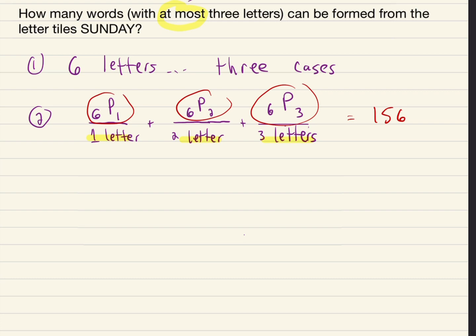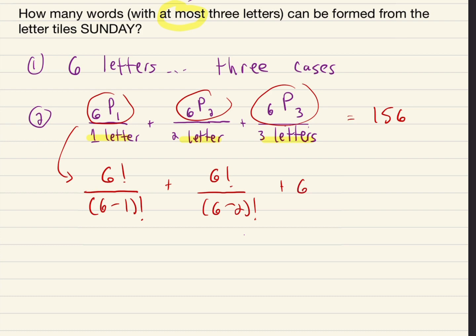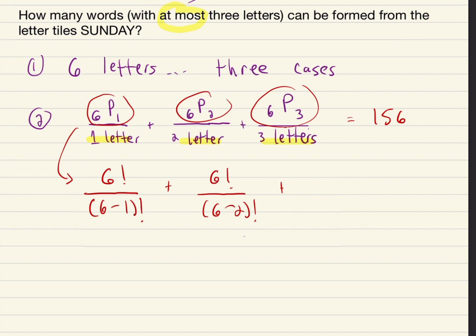Now, if I were to break each one of these down, well, 6 choose 1, if we're looking at the permutation formula, breaks down into this. And then if I look at the other one, it would be as follows: 6 minus 2 factorial. And then same thing over here. Let me write that a little bit better. I would translate this to 6 minus 3 and then factorial.